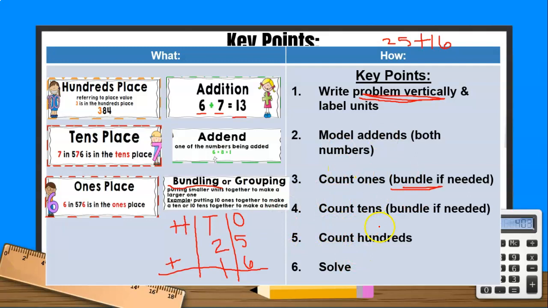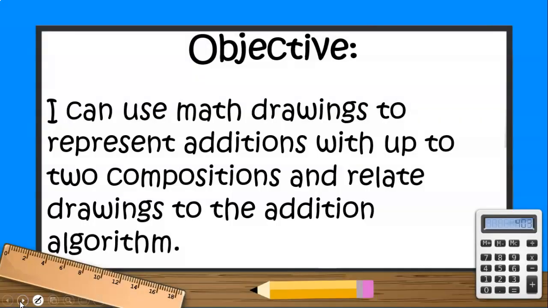After that, you count the tens. If you have more than 10 tens, you bundle. And bundle means you circle, you make an arrow, and you put a dot. Key point number 5, you count the hundreds. Key point number 6, it's solved. And we follow all these steps to make sure the picture matches the vertical form. So let's start working, boys and girls.